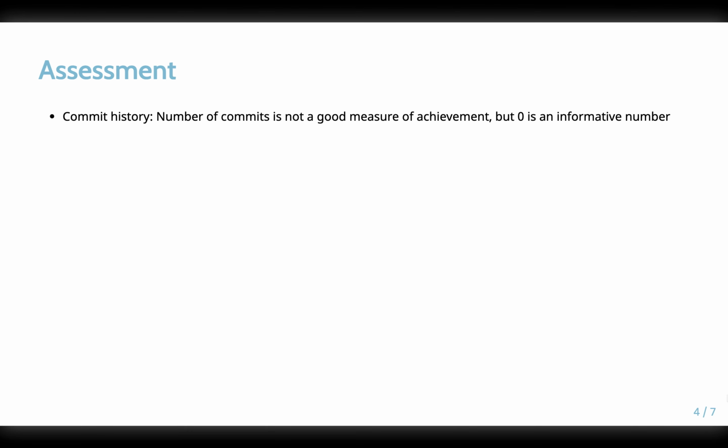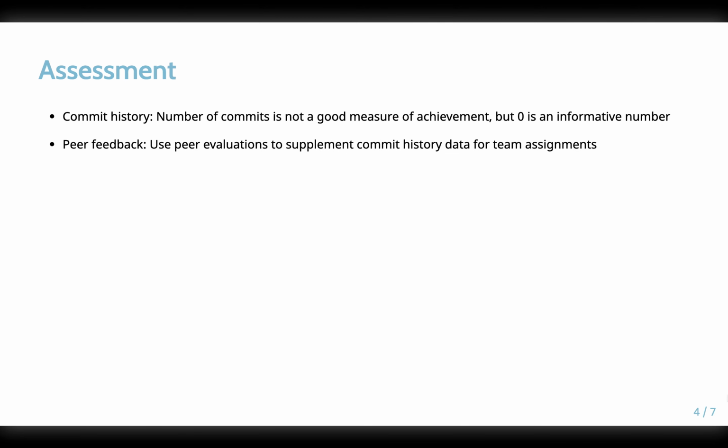On the assessment side, we talk quite often about the commit history of students being transparent. Number of commits is actually not a great measure of achievement or learning, but 0 is a very informative number. And you can use this number to identify students who are really not engaging with the course material very early on in your course. You can also supplement any sort of commit history with peer feedback, especially if you are using teamwork in your course. It's useful to get the perspective from peers in written form as well.